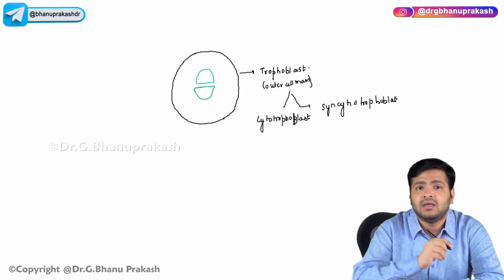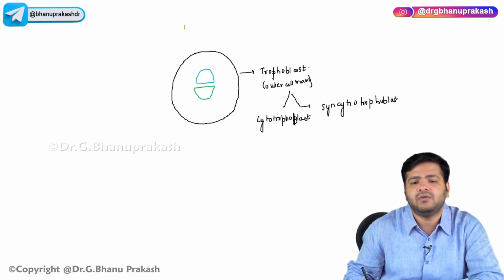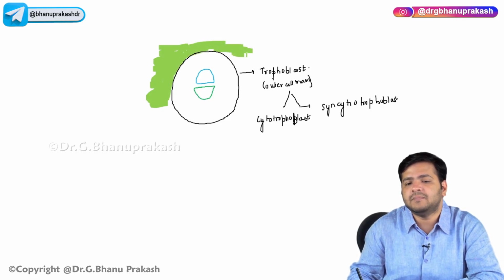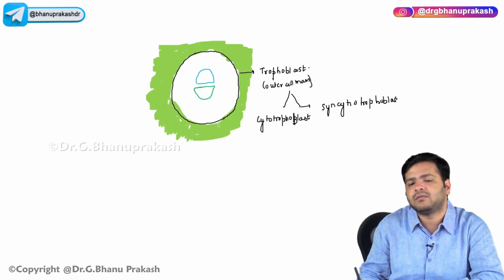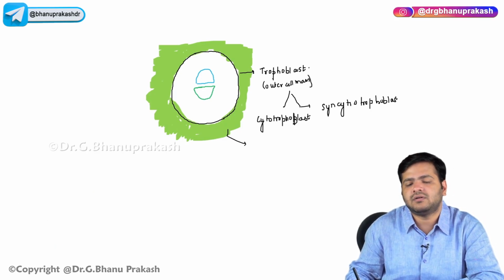You have to understand what is present outside. Outside, you already know, is the uterine endometrium, in which the implantation takes place. And when the implantation takes place, the uterine endometrium will now be called the decidua. So you can just highlight this. Yes, remember it is the decidua which is present over here.